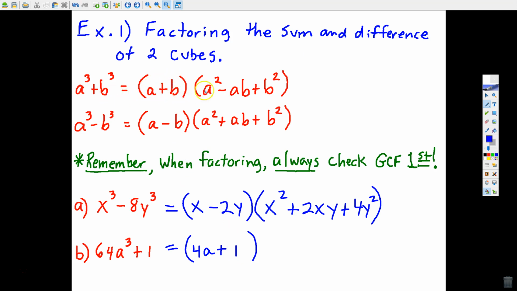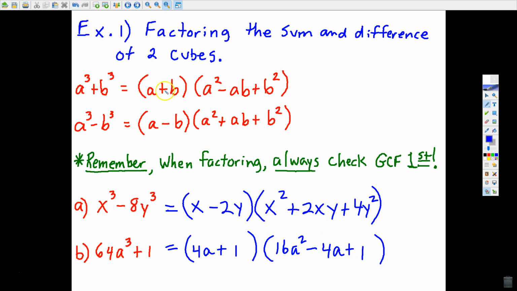I found a and b, and now I'm going to use a and b to come up with this other trinomial factor. Square the first of the two. So I'm going to square 4a, 16a squared. The next sign in the factoring should be minus. I'm going to multiply these together, 4a. Next sign should be plus. And now I'm going to square the last, or the second, of these two terms. 1 squared is just 1.